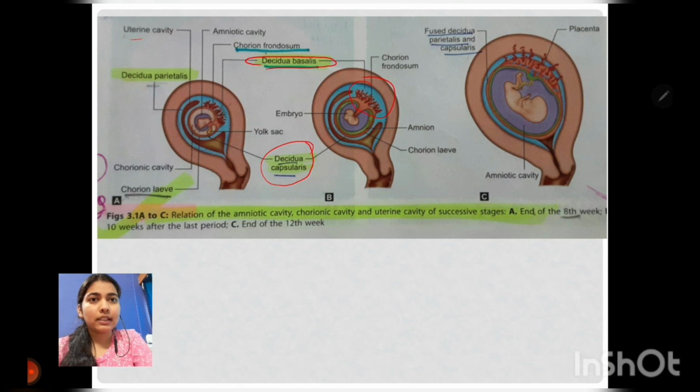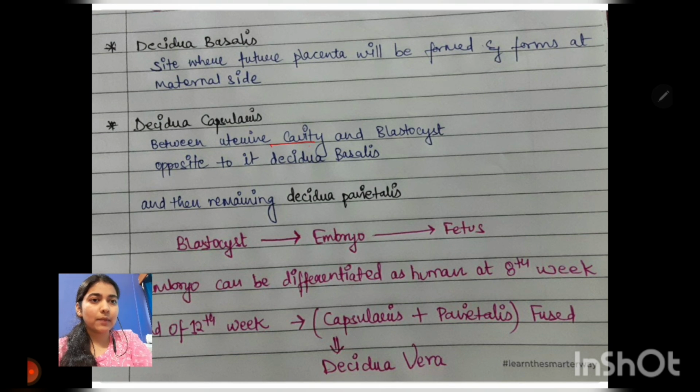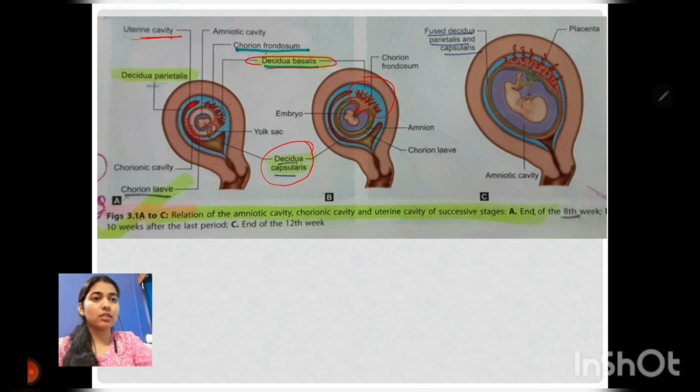So here is the uterine cavity, and this is a blastocyst, and in between, the chorionic cavity, decidua capsularis is there. Between the uterine cavity and blastocyst, decidua capsularis is there, and opposite to it, decidua basalis is there. So this is decidua capsularis, and opposite to it, decidua basalis. This is at the end of the 8th week and the end of the 10th week. And this is at the end of the 12th week.